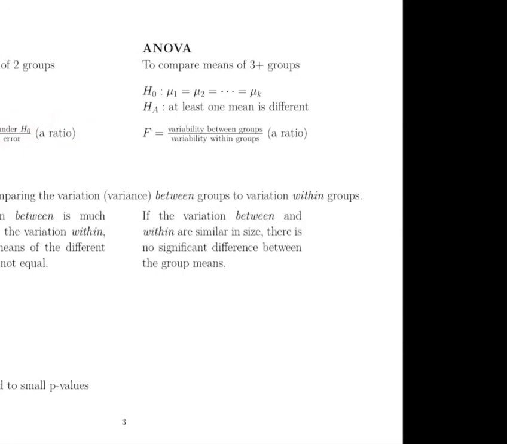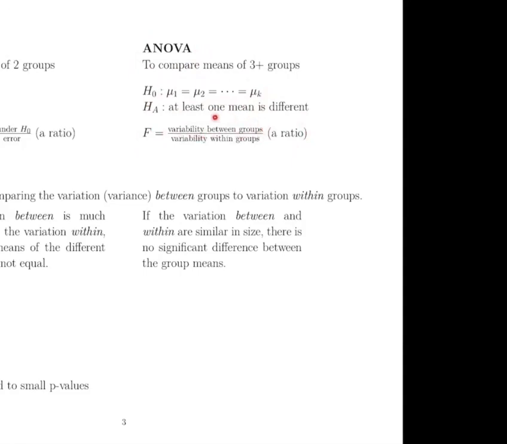Now, if we want to compare more than two groups, so 3+ groups, we're going to use this new technique called ANOVA. The null hypothesis for ANOVA is that all the means for all groups, in this case there's k groups, but k could be really any positive number bigger than 2, have the exact same population mean, against the alternative that at least one mean is different. And the way that we get at this is a new type of test statistic called an F statistic.